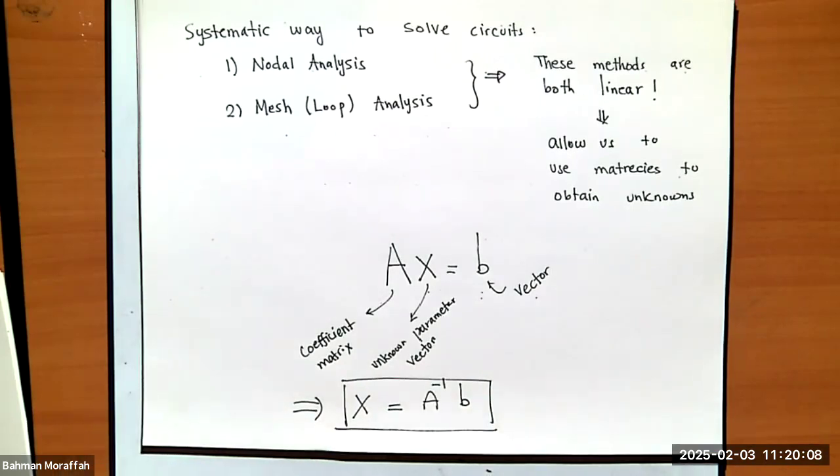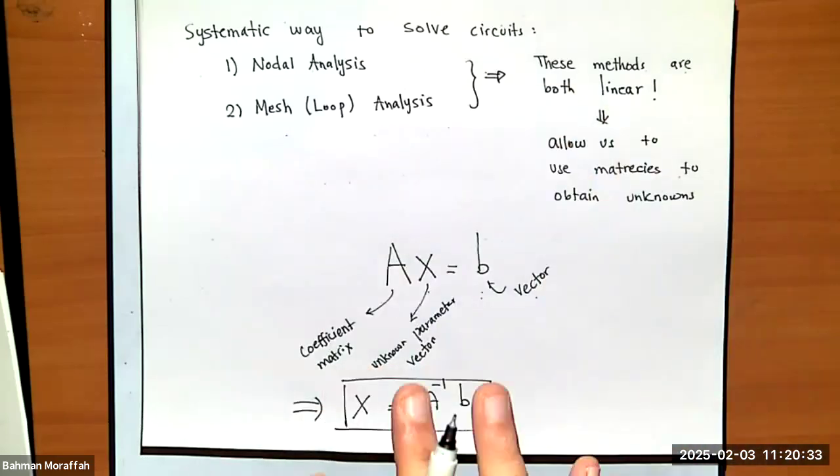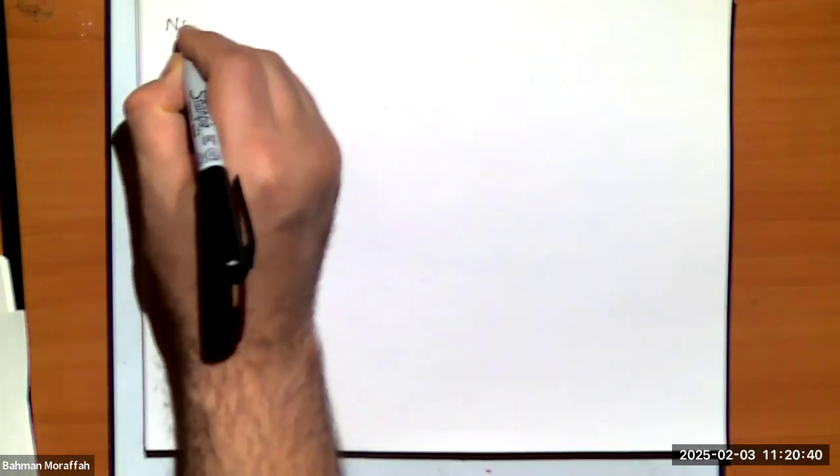So the whole idea is that if I have these two methods, I've got to be able to write it in terms of AX equals B. And then I can give it to my calculators, find A inverse, plug it in there, and find the unknowns in the circuit, right? So the question is, how can we do this? Like I said, the very first method is nodal analysis. So let's see how it works. Any question about this? All right. So nodal analysis.